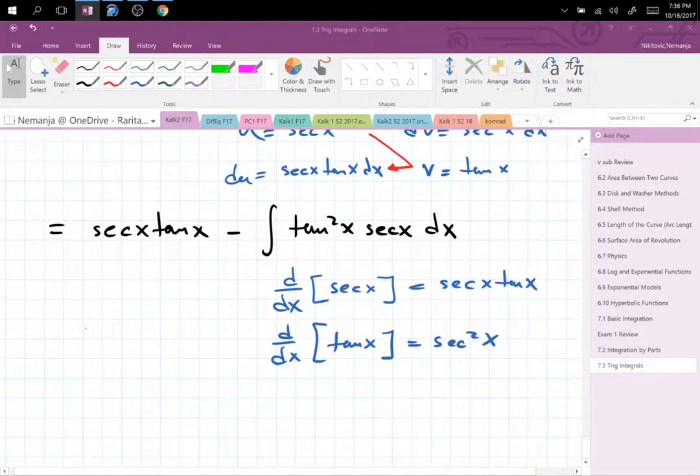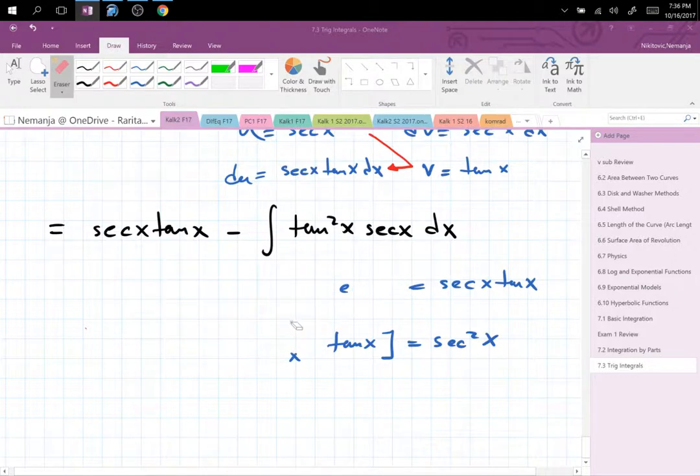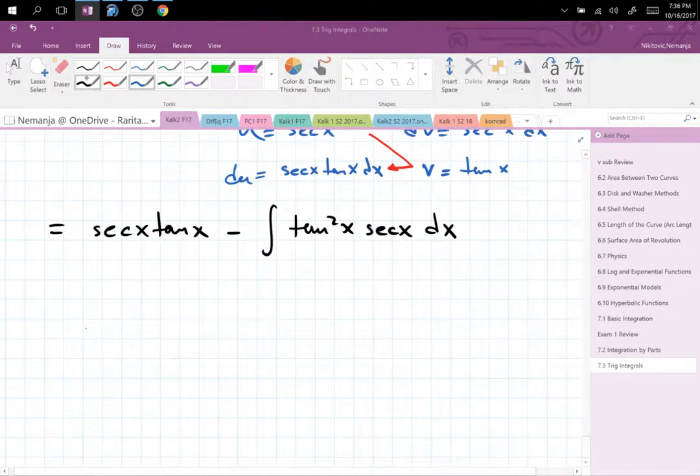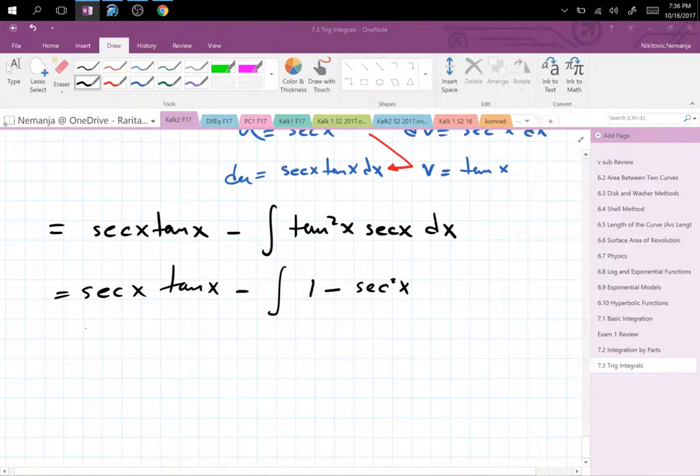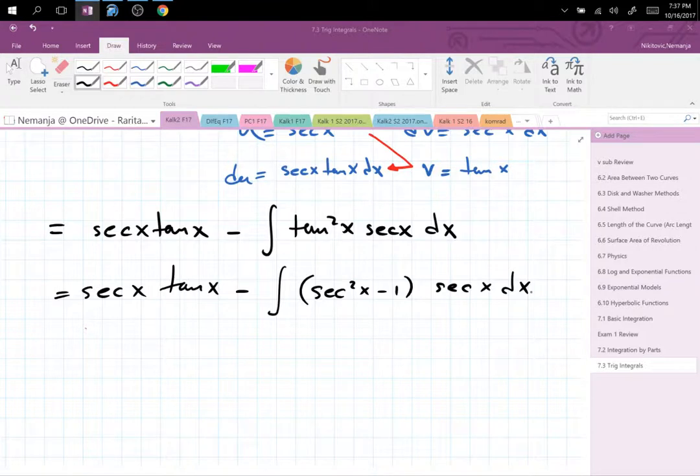Interesting. Okay. So what should we do now? Identity for tangent squared. Let's see what we get. Identity of tangent squared. It's the only thing we can do. Identity is? So, no. It's secant squared minus 1. Look, now we're back to the same.